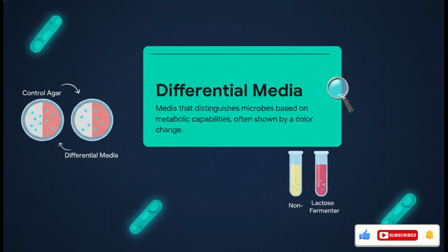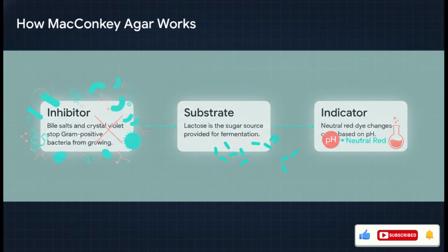Now, to answer that question, we use a special tool called differential media. This might sound a little complex, but it's actually a really clever idea. It's basically a special kind of agar that's designed to take invisible differences, like whether or not a bacteria can eat lactose, and make them visible to our naked eye, usually with a color change. And the classic differential medium for this family is called MacConkey agar.